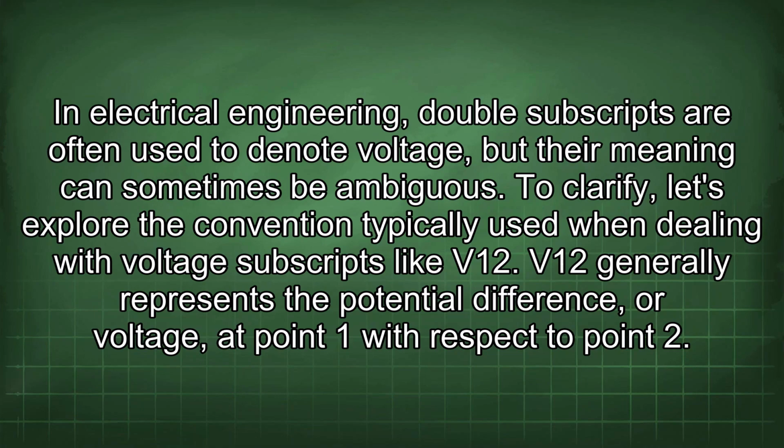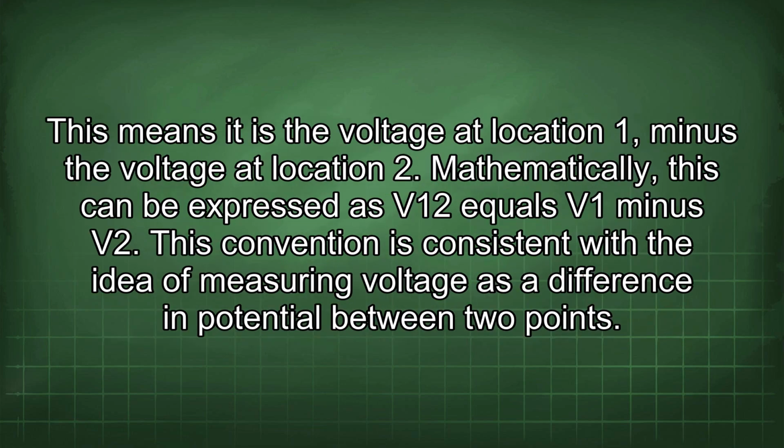In electrical engineering, double subscripts are often used to denote voltage, but their meaning can sometimes be ambiguous. To clarify, let's explore the convention typically used when dealing with voltage subscripts like V12. V12 generally represents the potential difference of voltage at point 1 with respect to point 2. This means it is the voltage at location 1 minus the voltage at location 2. Mathematically, this can be expressed as V12 equals V1 minus V2.